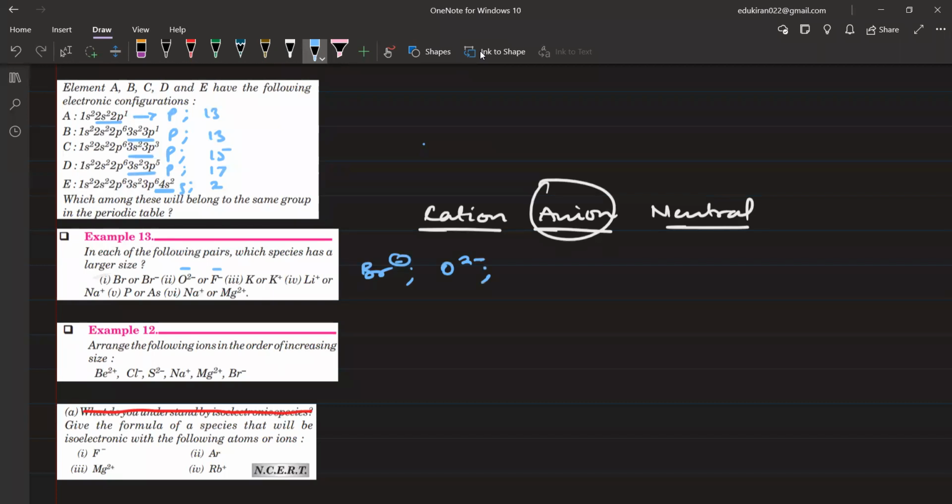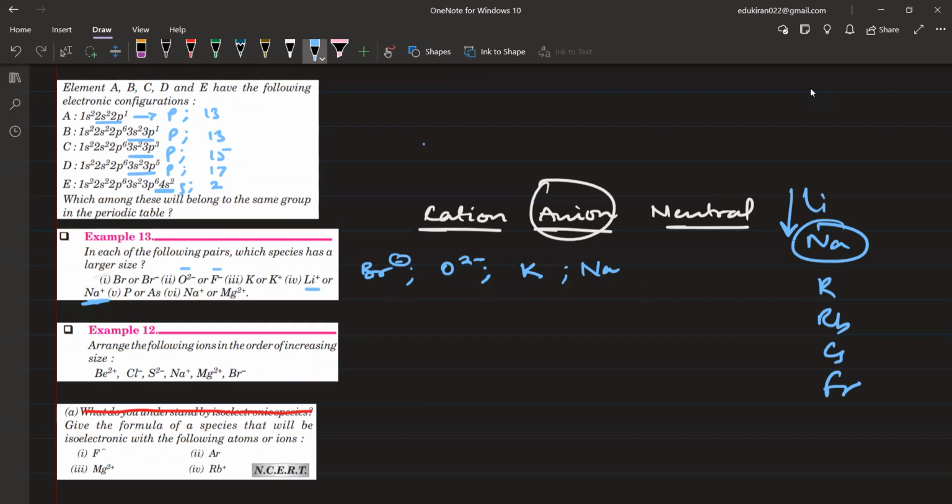Now we have K and K plus. Obviously K is neutral, so it will have the larger size. Lithium positive and sodium positive. Now you can see there is a change in the shell number. So which is larger, lithium or sodium? Sodium. Sodium is going to come after lithium, and that is why it is going to have a larger shell.